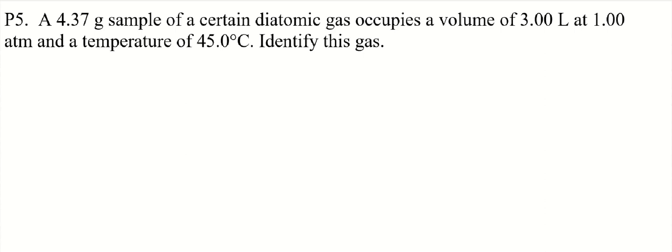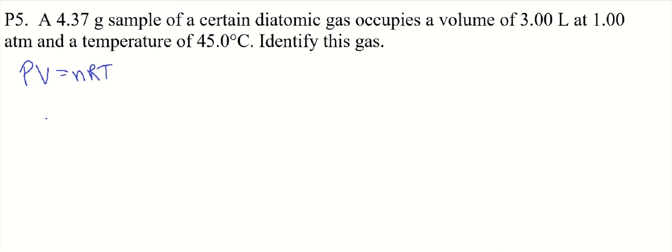All right, we are given the mass of a sample of a diatomic gas. So we have mass. If we know the molar mass, we can get moles. We're also given volume, pressure, and temperature. So this is going to require the ideal gas law, PV equals nRT.